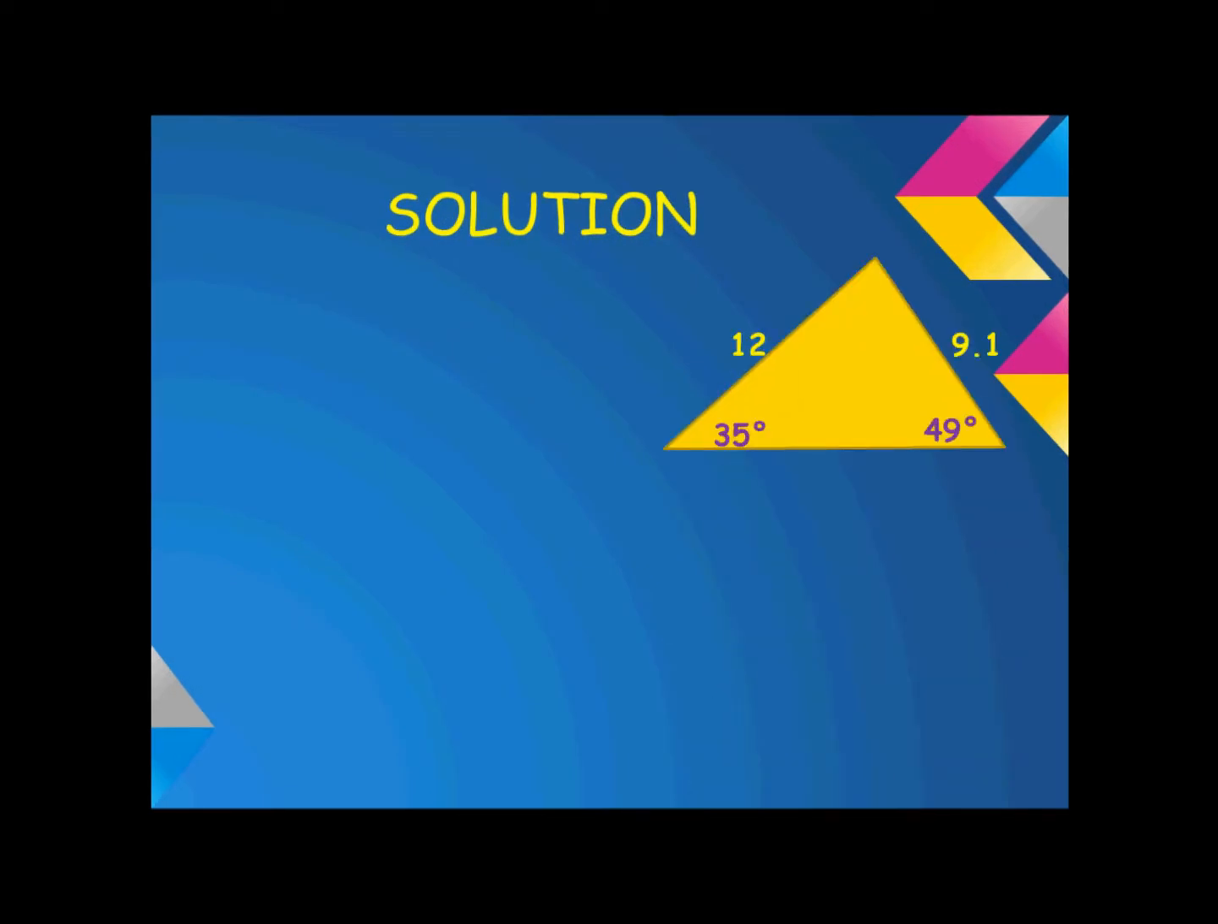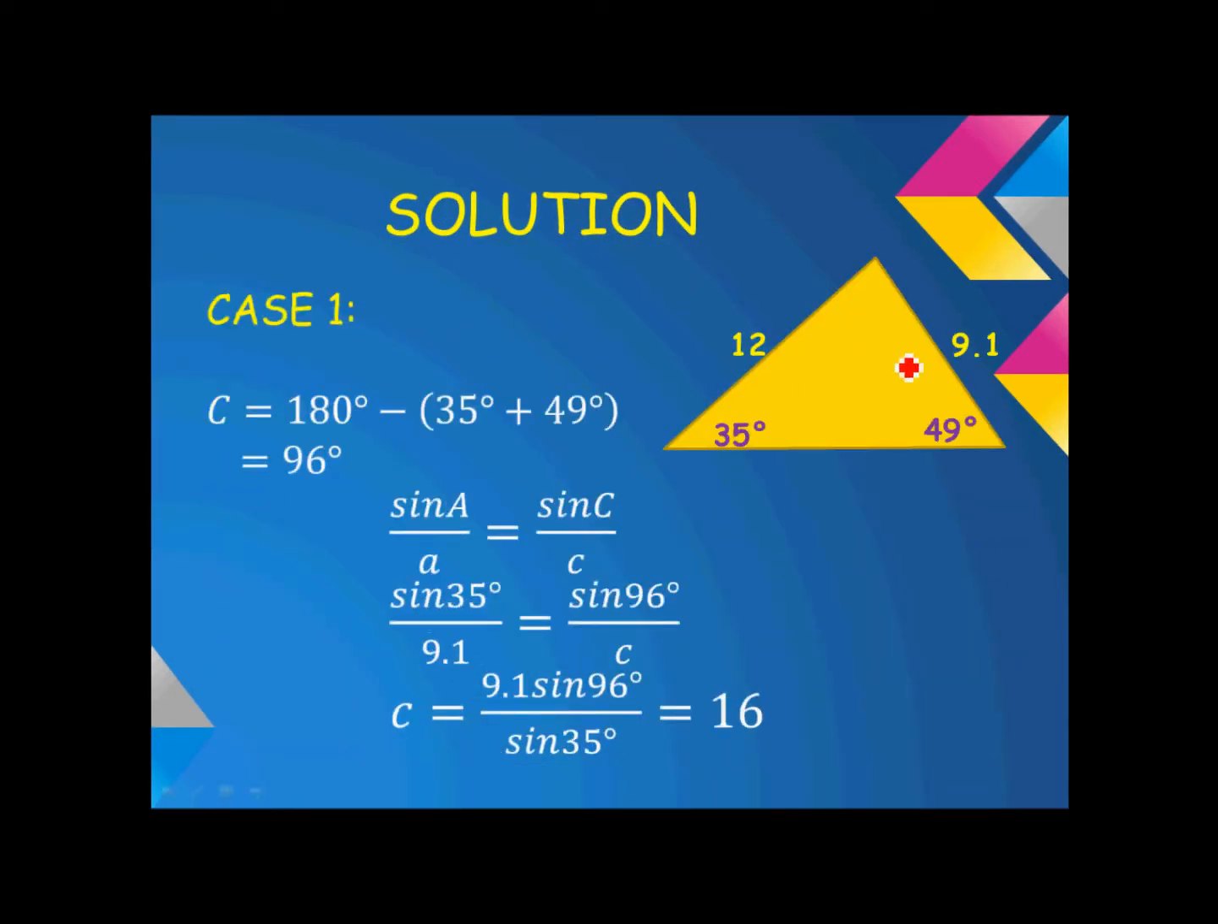Case 1. C is equal to 180 degrees minus the sum of 35 degrees and 49 degrees, which is 96 degrees. So sine A over A is equal to sine C over C, which is sine 35 degrees over 9.1 is equal to sine 96 degrees over C. Then C is equal to 9.1 sine 96 degrees over sine 35 degrees. So side C is equal to 16.